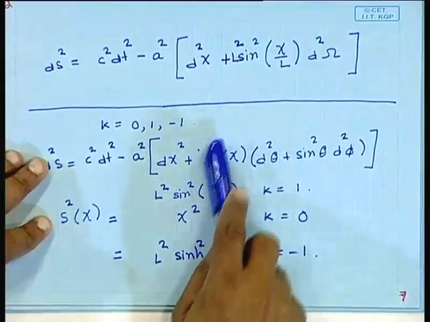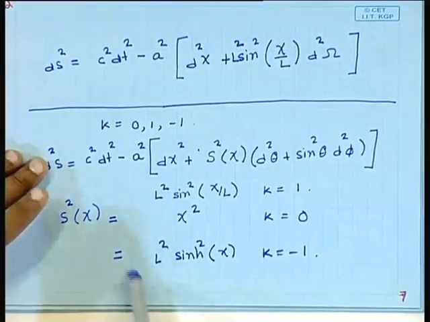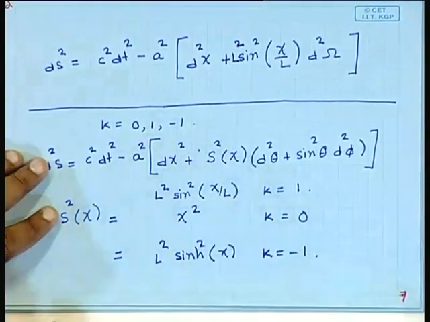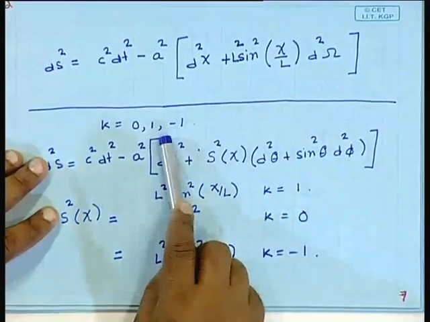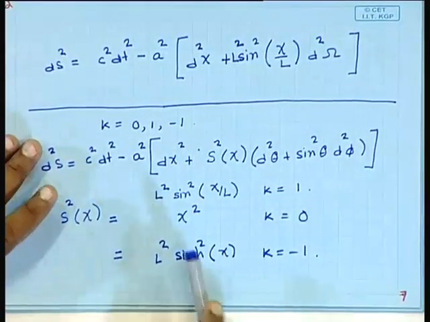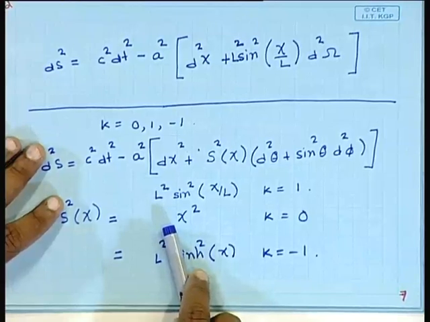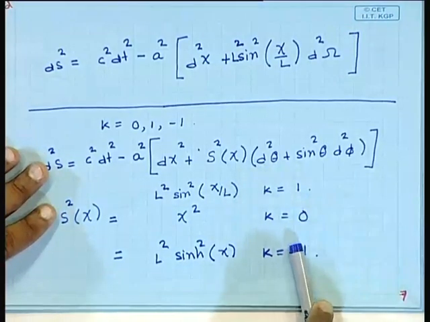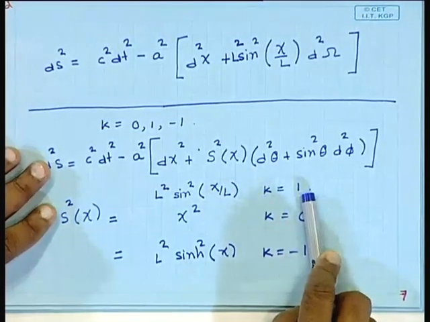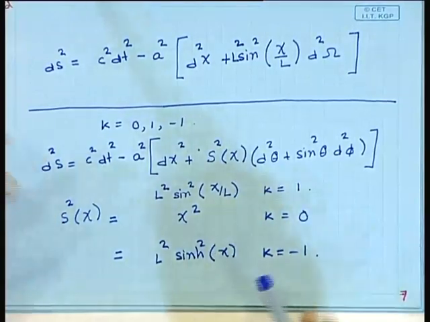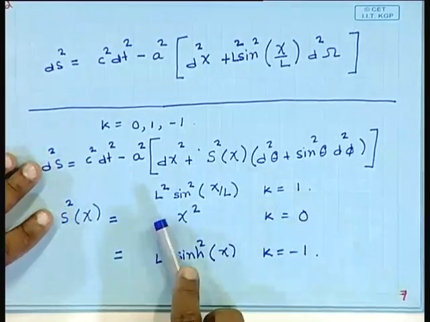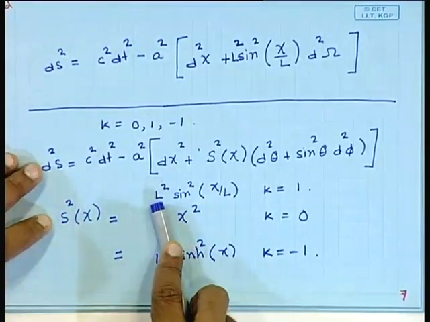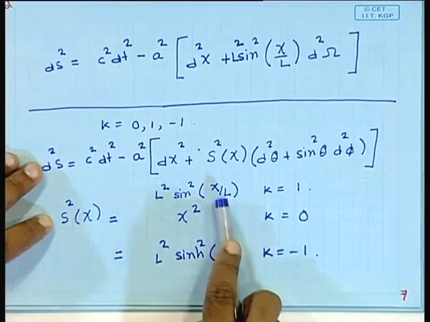So, we have this s square of chi. If we have a spatially flat metric, k equal to 0, this is the familiar chi square, the familiar metric in Euclidean 3-dimensional space. If the space is curved, you can have two possibilities, k equal to +1 and -1. For +1, we have seen this as a 3-dimensional sphere, a closed, compact space. In this case, this function takes the form L square sine square chi by L.